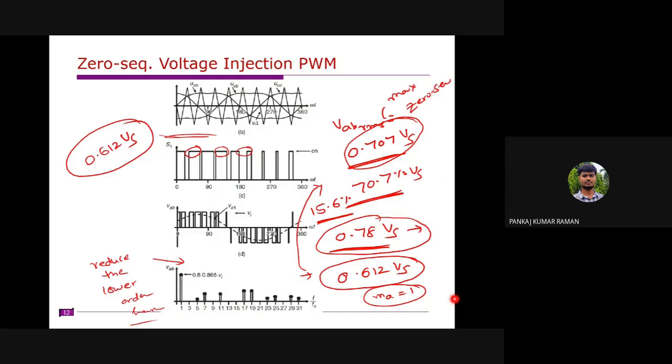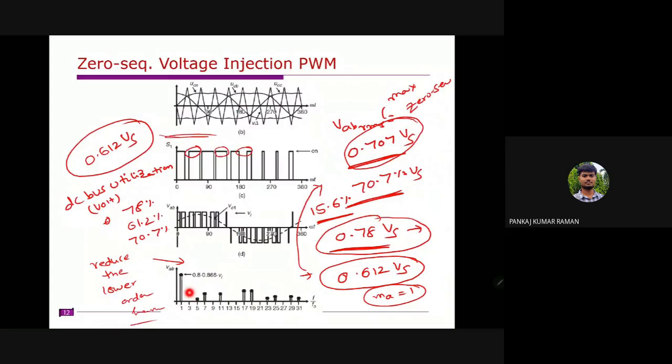So this is actually known as DC bus voltage utilization. In case of this one, it is 78%, or it may be 61.2%, or it may be 70.7%. This is normally known as DC bus utilization. So how much DC voltage you are inputting, and what is the maximum voltage you are getting on the AC side. Do you have any doubts on this?